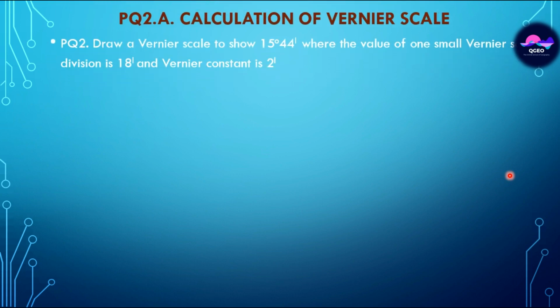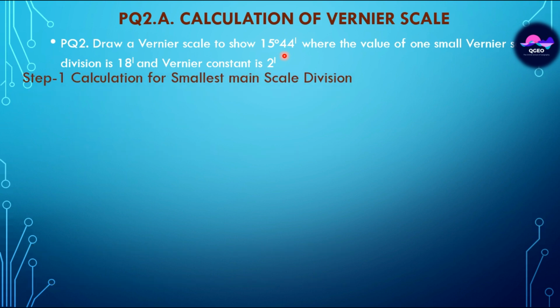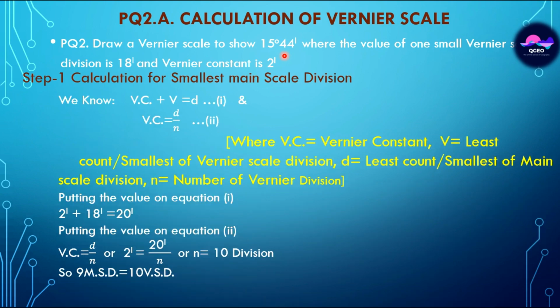Problem question 2. Draw a vernier scale to read 15 degree 44 minute. Here is the degree vernier scale, remember it. Step 1, calculation for smallest main scale division. Here the smallest main scale division is not given, so we have to calculate it.